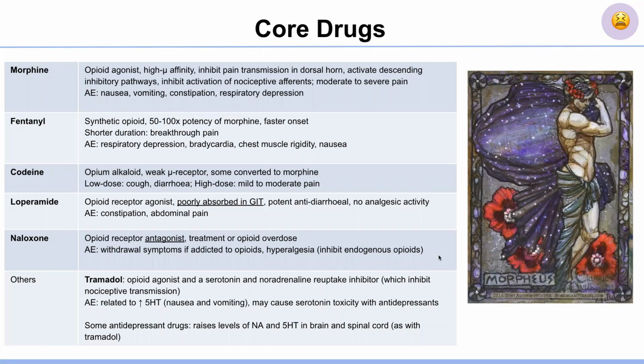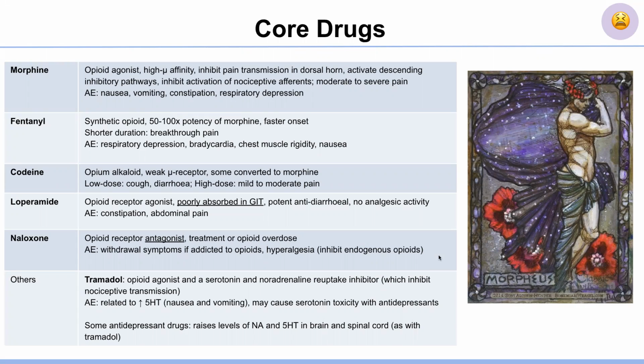Morphine is your classic opioid drug. It has a high mu affinity and adverse effects, as I mentioned earlier. It is used in moderate to severe pain. And fun fact, it was named after Morpheus, the Greek god of dreams.